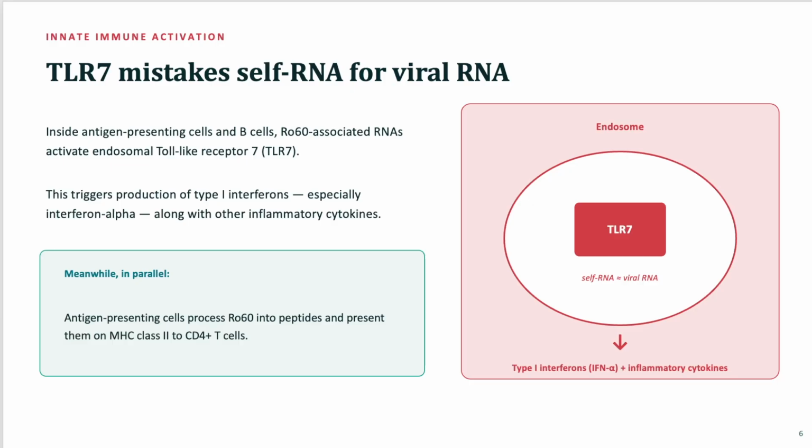Okay. Now, the Ro60 associated RNAs activate endosomal toll-like receptor 7 or TLR7 inside these antigen-presenting cells and B cells. Now, the TLR7 mistakes that these self-RNAs are actually viral RNAs, and so you get production of type 1 interferons, especially interferon alpha, and then all the other inflammatory cytokines. Now, at the same time, APCs process Ro60 into peptides and present them on MHC class II molecules to CD4-positive T cells.